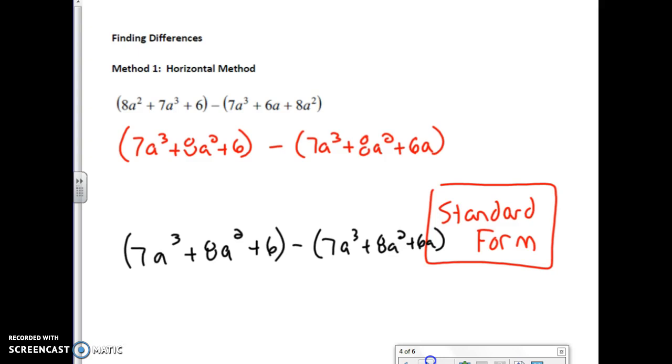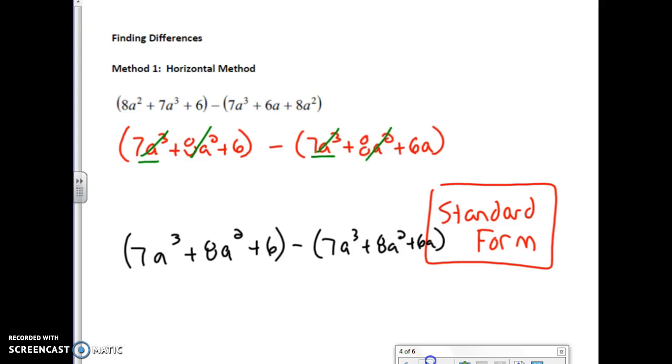I'm going to take 7a cubed and subtract 7a cubed. If I do that, they just cancel out. So I got no a cubed. Those two cancel each other out. Now looking at this next one, I have 8a squared minus 8a squared. They're exactly the same. So those two terms cancel each other out.